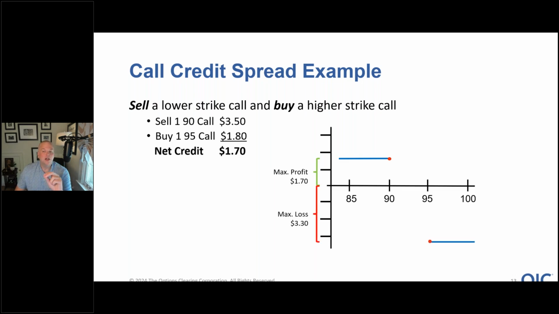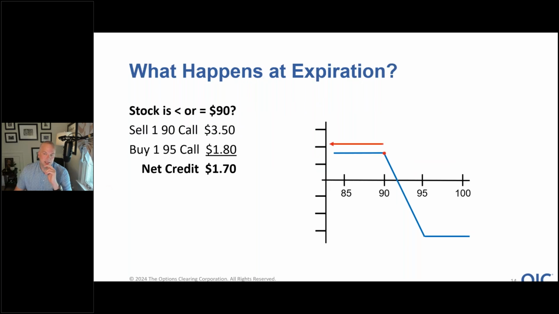Max loss is going to occur when both of those options go in the money. So once the stock goes above 95, both of these options are theoretically in the money, and thus that call spread is going to be worth its maximum amount of $5. In that case, you're going to lose $5 minus the $1.70 that you took in when you sold the spread. And again, your break even is 91.70 because you collected $1.70 to actually sell this spread.